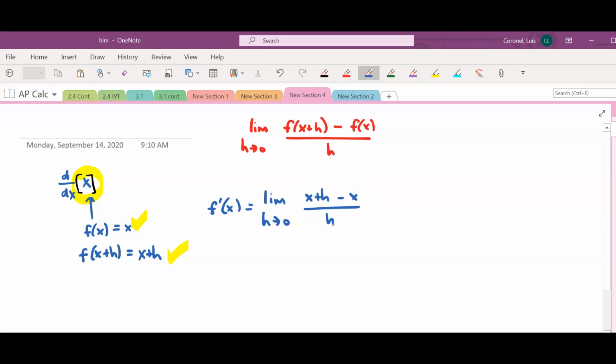At this point, we just do the subtraction. We know that the x's are going to cancel. So x minus x cancels. We can divide h, so h divided by h is 1. So the limit as h goes to 0 of 1 is 1. There's nowhere to plug in h, so your answer is 1. So we found the derivative of x, the slope of x is 1.